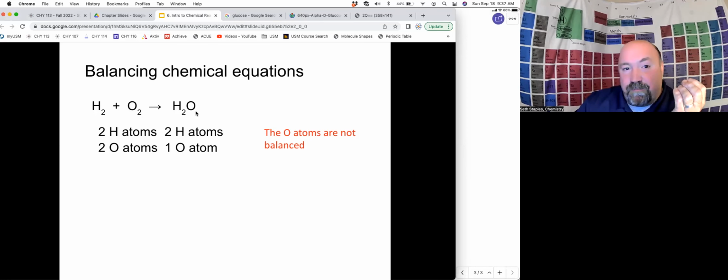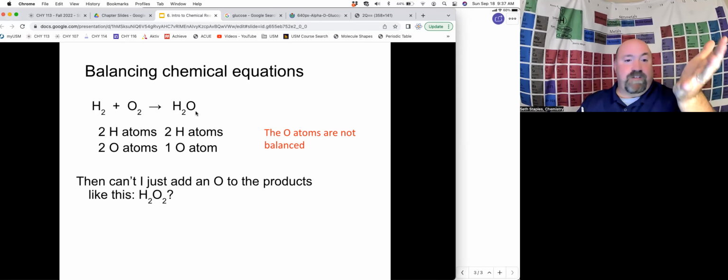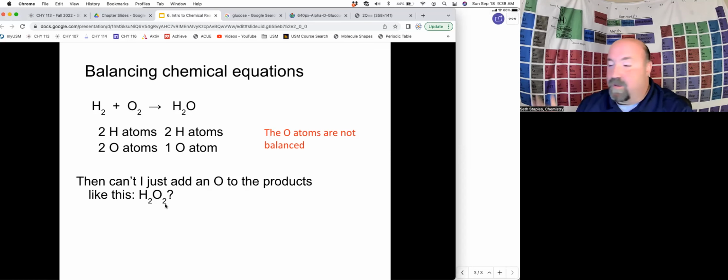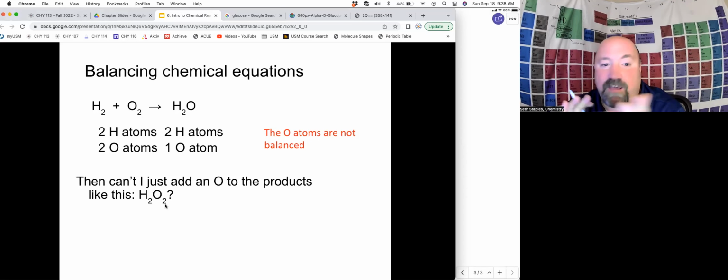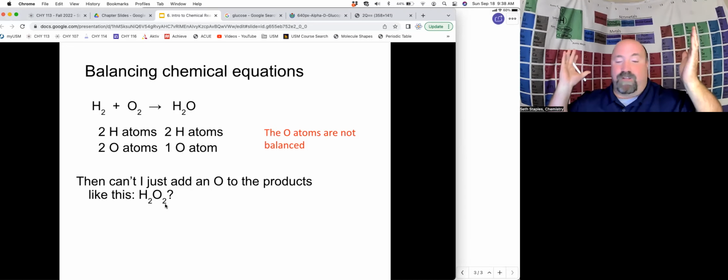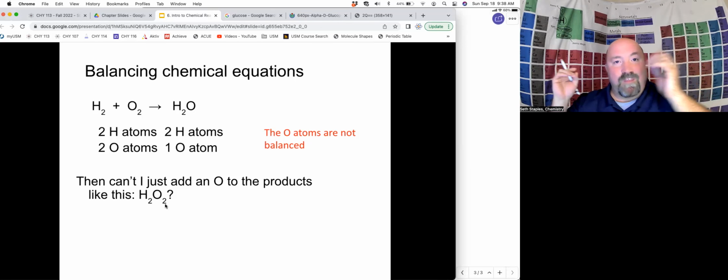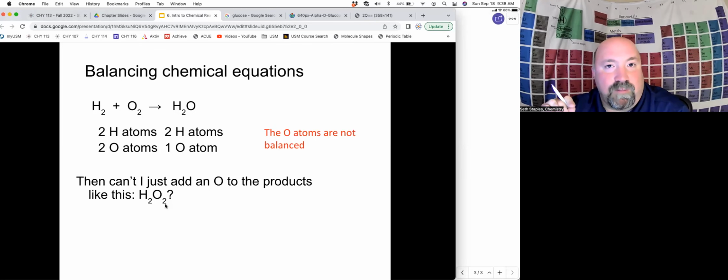The temptation is to just fix it like this. Say, okay, well, I'm just going to go ahead and throw another 2 right here. Then I've got the same number on both sides. I've got 2 hydrogens on my reactant side, 2 oxygens on my reactant side, 2 hydrogens on my product side, 2 oxygens on my product side. Beautiful, I've taken care of it. Hopefully you see what the problem is there.